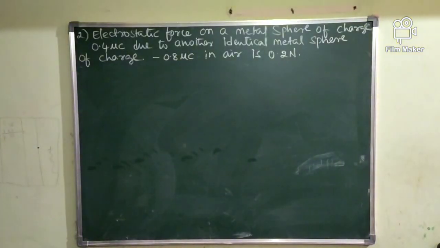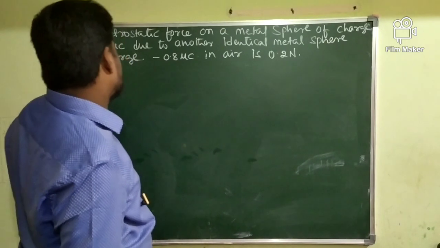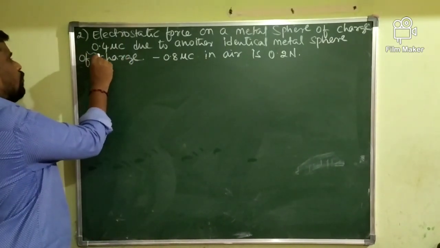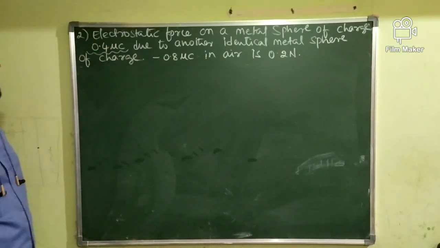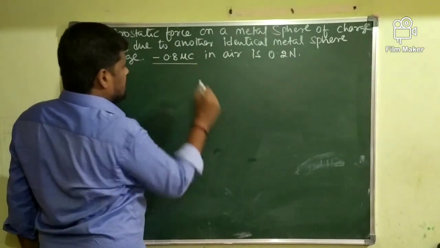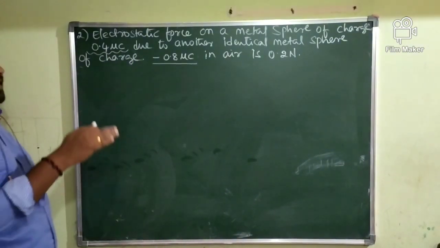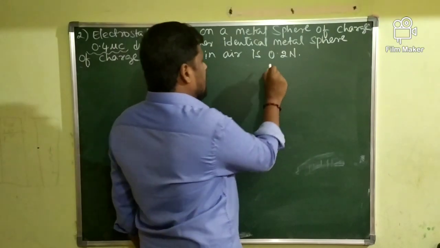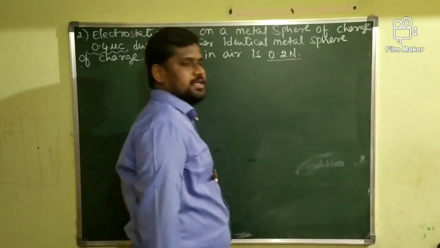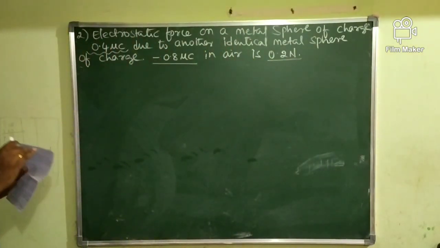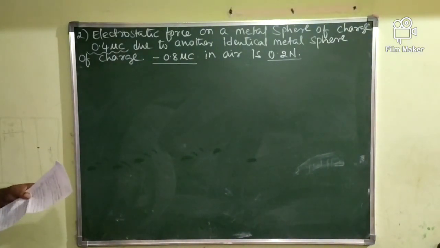We have two metal spheres here. Both are identical metal spheres. One of the spheres has a charge of 0.4 microcoulomb and the other sphere has a charge of minus 0.8 microcoulomb, and these two charges are experiencing which force? Electrostatic force of how much is it? 0.2 Newton is the electrostatic force between the two charges.